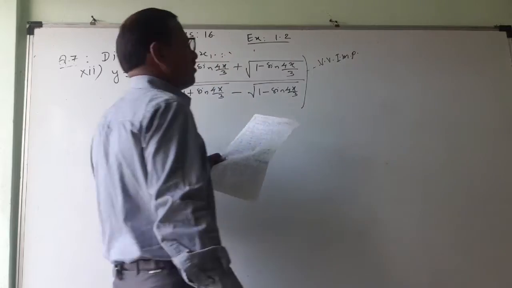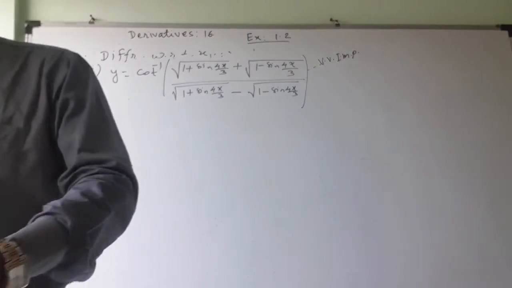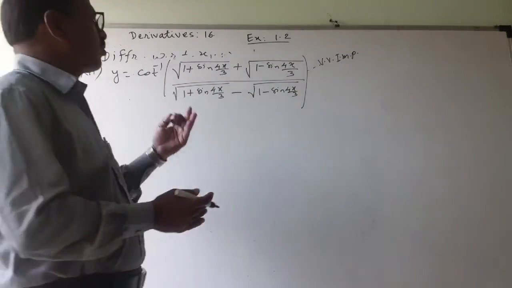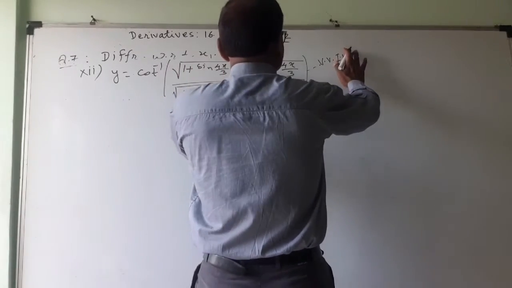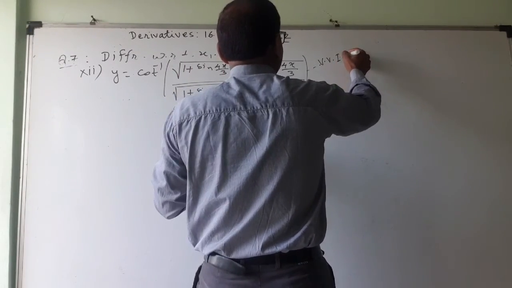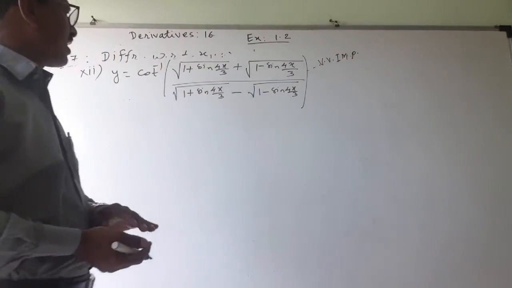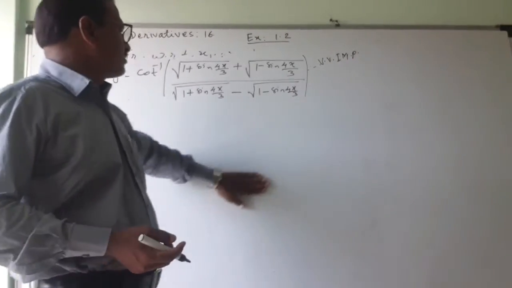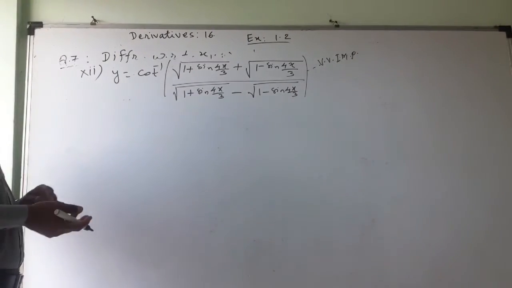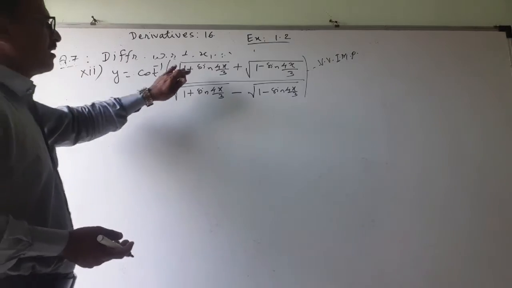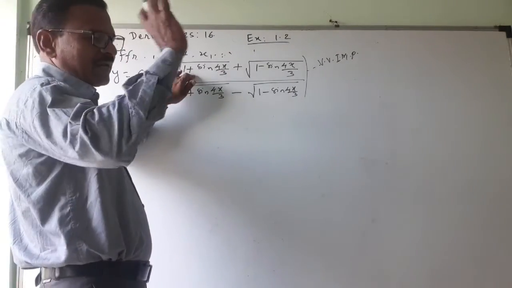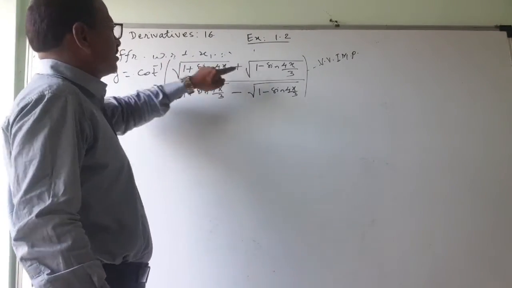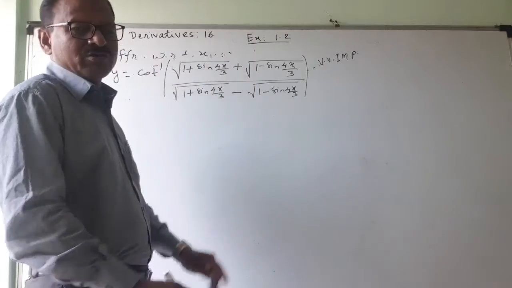Why very important? The reason is there are 4 chaddas (square roots): 1, 2, 3, 4. And while seeing all these, the students get confused about what to do now. It's very simple. Our target is to remove these roots, all of them.